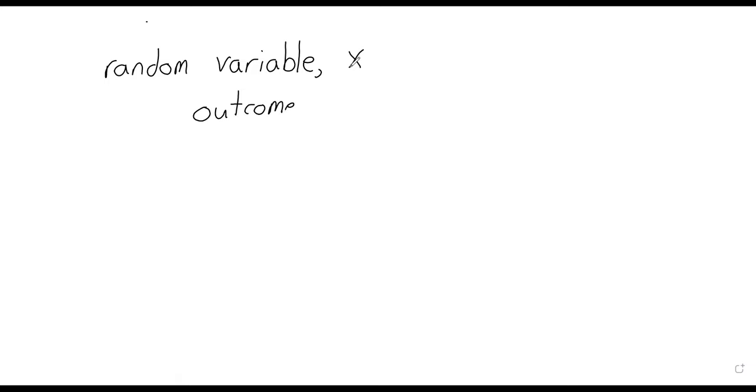So let's start by defining, maybe I should say defining rather informally, a random variable X. Random variables are often written with capital letters out of convention, but I'll just say X. And you can think of random variables as the outcome of an experiment.